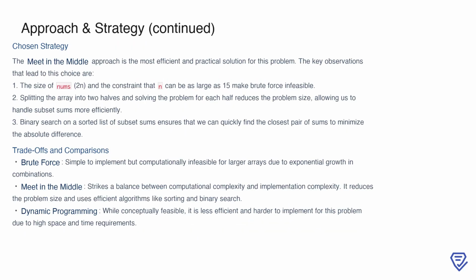The meet-in-the-middle approach emerges as the most practical and efficient solution for this problem. A key reason for this choice is the size constraint of the array, which is 2n with n being as large as 15. Under these constraints, the brute force method becomes infeasible due to its exponential growth in combinations. By dividing the array into two halves, the problem size is effectively reduced, allowing us to handle subset sums more efficiently. Additionally, sorting one list of subset sums and utilizing binary search ensures that we can quickly identify the closest pair of sums to minimize the absolute difference.